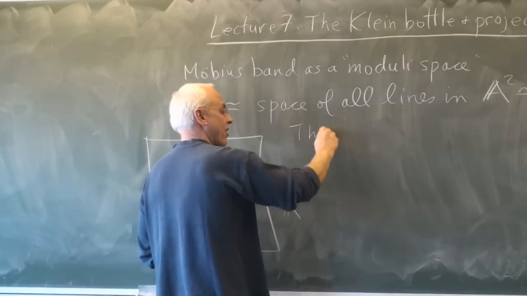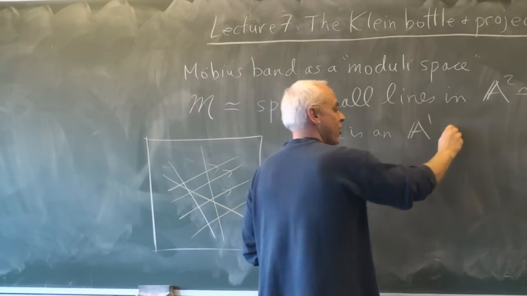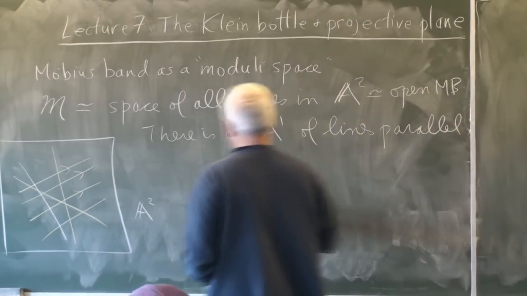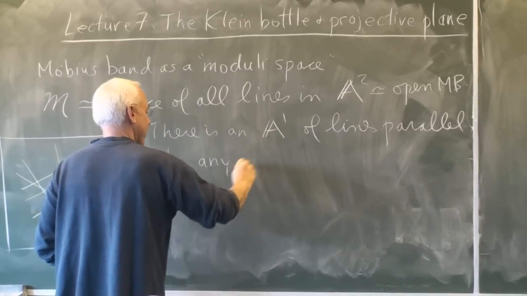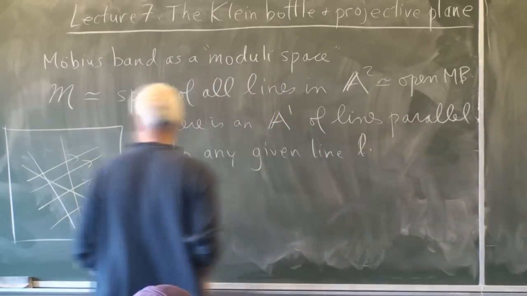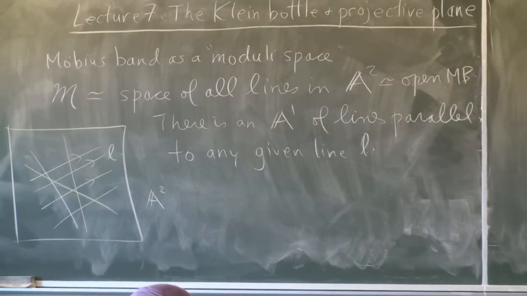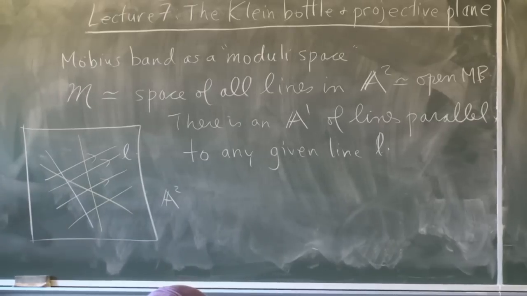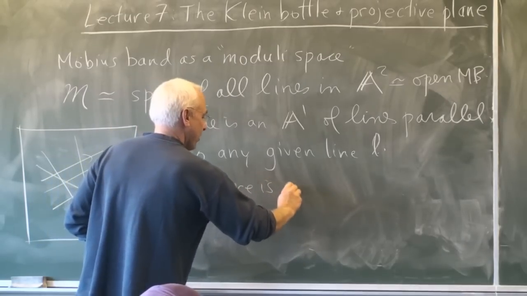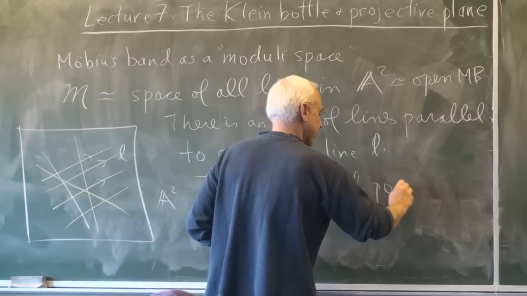So there is a line, say an A1, of lines parallel to any given line L. If we started with that line L, then there's an A1 of lines parallel to L. Now how many directions are there for the line L? Well, there is an S1 of possible directions for L.